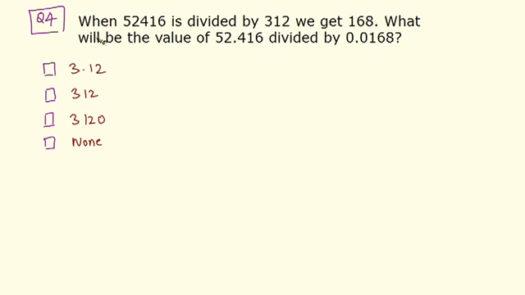Okay guys, let's solve this question and find out the answer. So we have been given 52416, when divided by 312 we get 168. So 52416 divided by 312 is equal to 168. Now what will be the value of 52416 divided by 0.0168?